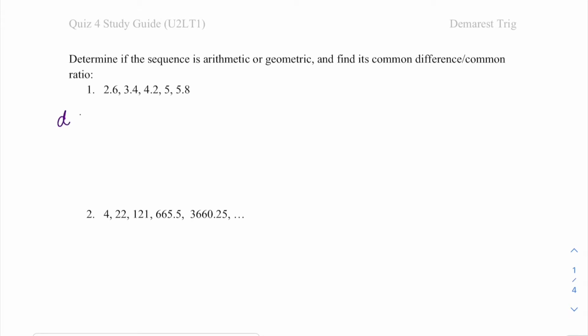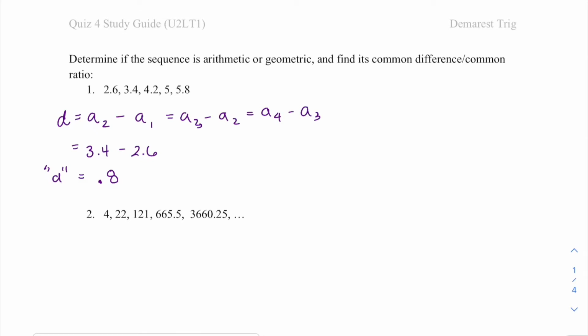So we know for arithmetic sequences, they have common differences, and that's going to be A2 minus A1, right? So I'll do 3.4 minus 2.6, and I'll get that my potential, I'll put it in quotes, my potential common difference would be 0.8. If one existed, it would be 0.8. So I have two options. I can continue to subtract my terms. I can do 4.2 minus 3.4. I can do 5 minus 4.2 and verify that all of those are 0.8, right? Because I know that all of these have to be equal.